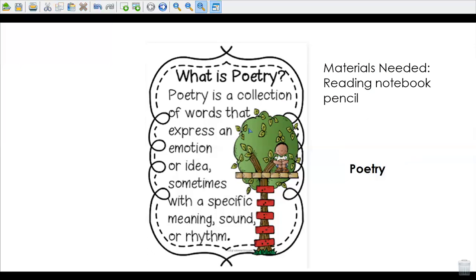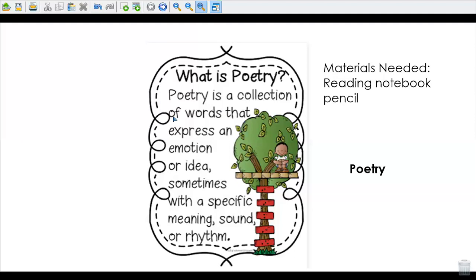After you've labeled your page and your table of contents with the word poetry, we're going to write the definition. It says, what is poetry? Poetry is a collection of words that express an emotion or idea, sometimes with a specific meaning, sound, or rhythm. That means that poetry is a bunch of words. It doesn't have to be a lot, and it also doesn't have to be little. A lot of times people think that poems have to be short, but sometimes poems can actually be really long. It just depends on the author and what the poet wants to express.